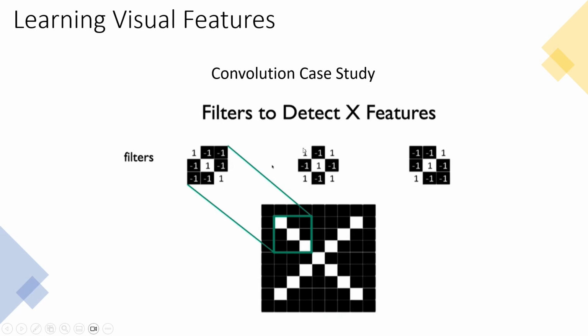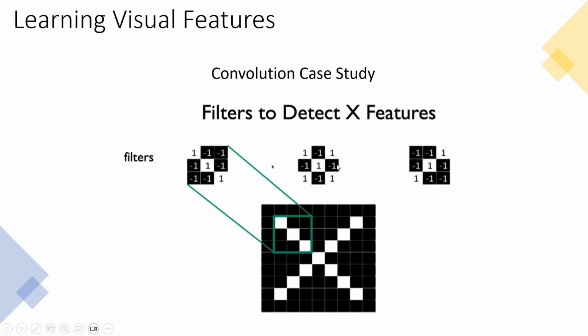And similarly, this filter can be used to detect this small x at the middle, and this feature can be used to detect this part of the x. And the whole idea behind convolutional neural networks is we just learn these filters, okay? So you are not given these filters. You are basically given the image, and then you try to learn these filters in the training phase.